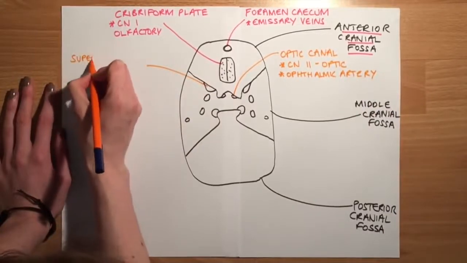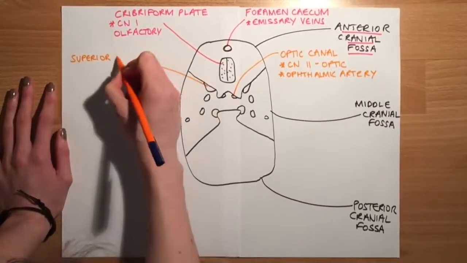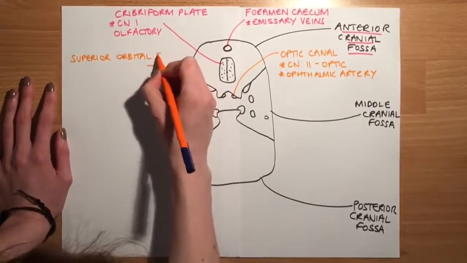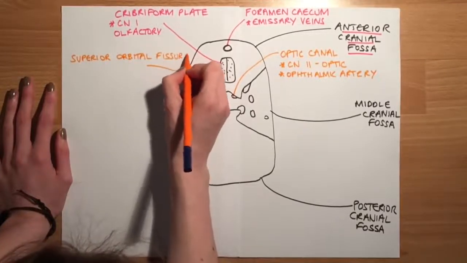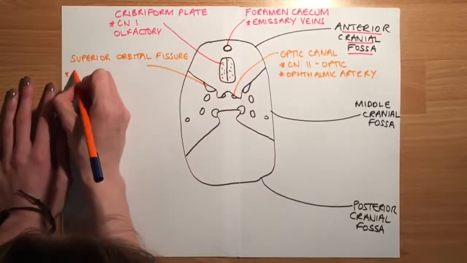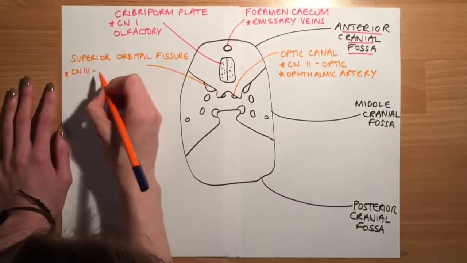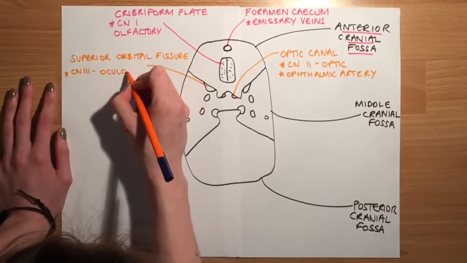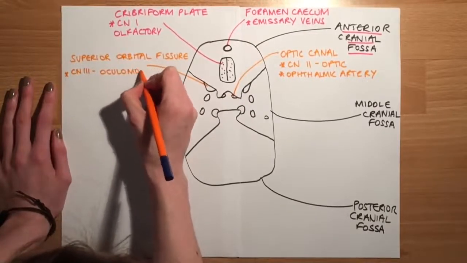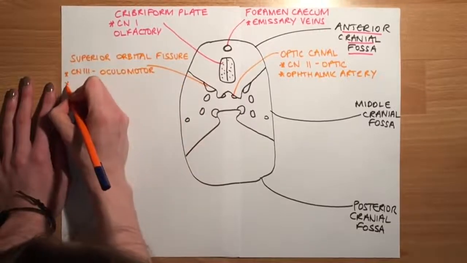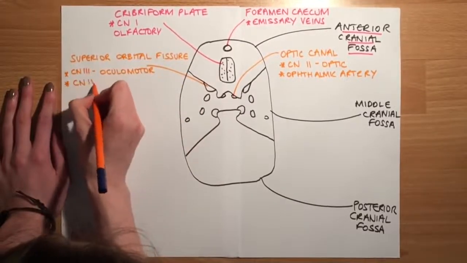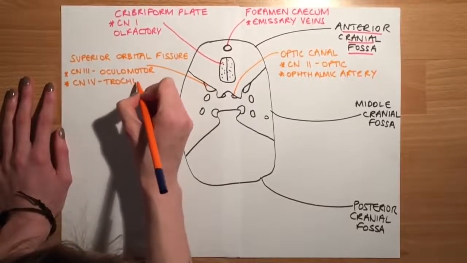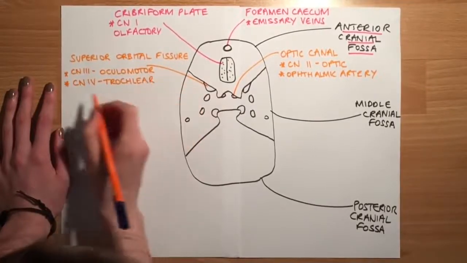Next, we're going to discuss the superior orbital fissure. Now, the superior orbital fissure transmits structures from the cranial cavity through into the orbit. And there's 5 structures. First of all, cranial nerve number 3, which is the oculomotor nerve, which will supply muscles that move the eye. Next, you've got cranial nerve number 4, which is the trochlear nerve, and it too will also innervate muscles that move the eye.